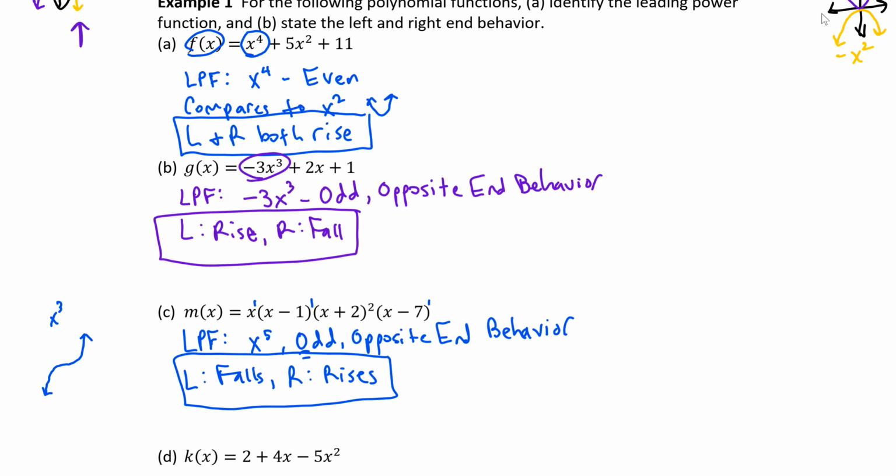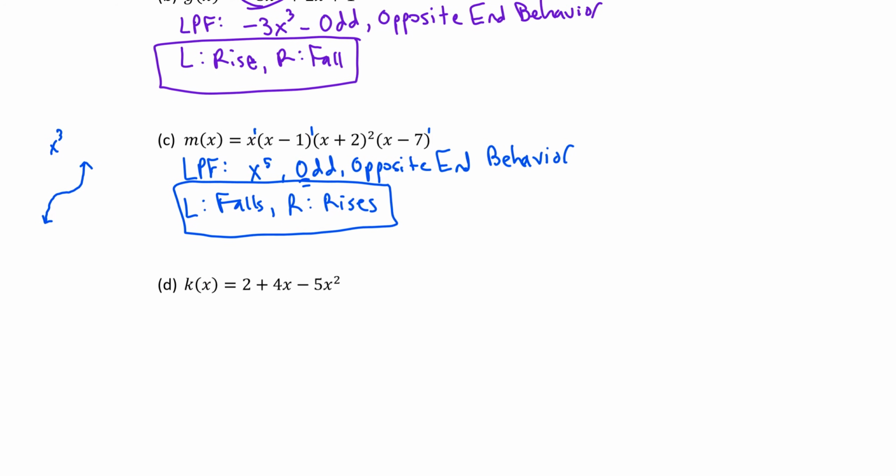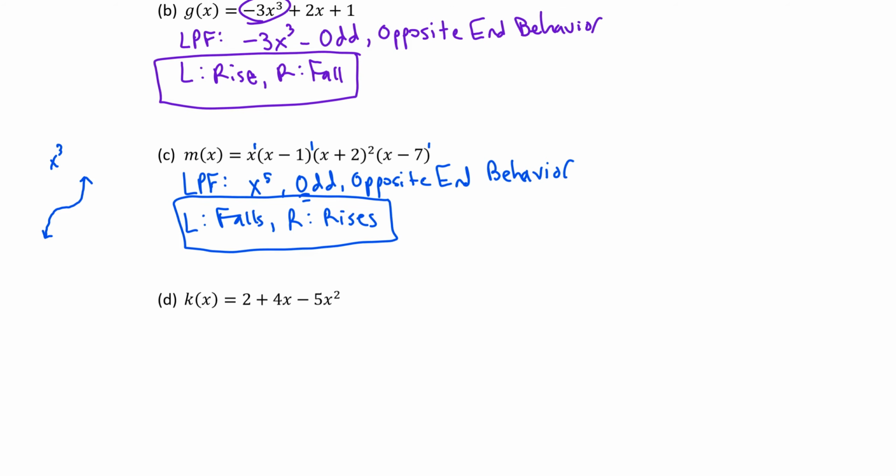One more example here, one little twist to consider. We are looking for the leading power function. The leading power function is the highest powered term, not necessarily the first term. This one's out of order. This is in ascending order, not descending order. It doesn't go from the highest exponent to the lowest. It goes the opposite way. But my leading power function here is negative 5x squared. That is an even power function, so I should expect the same end behavior.